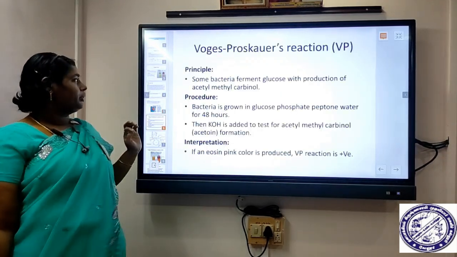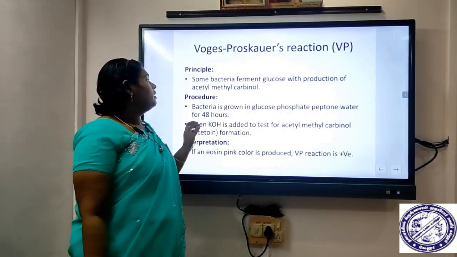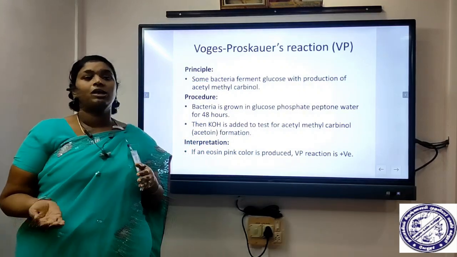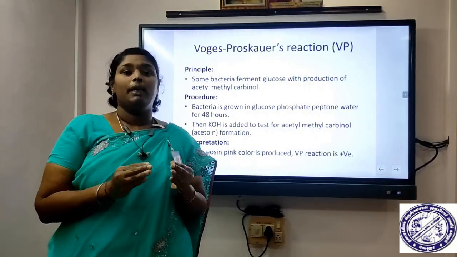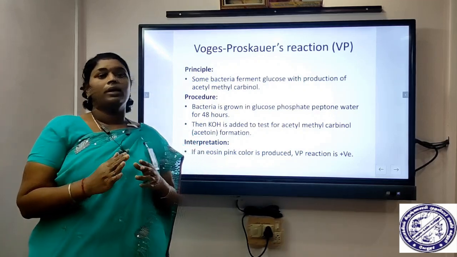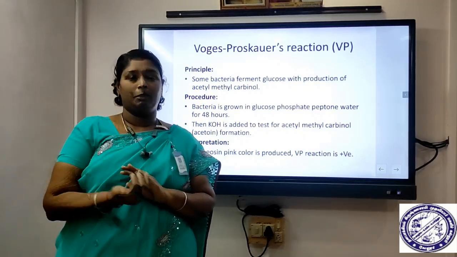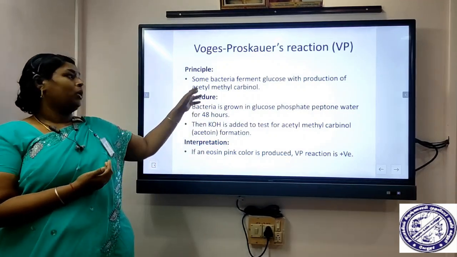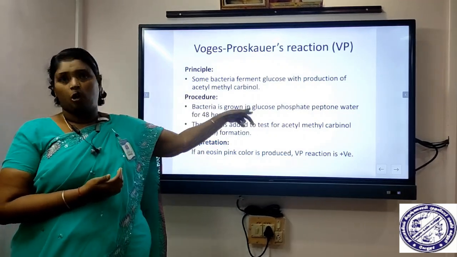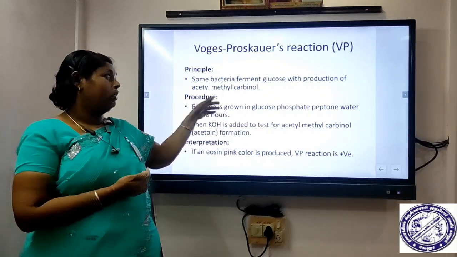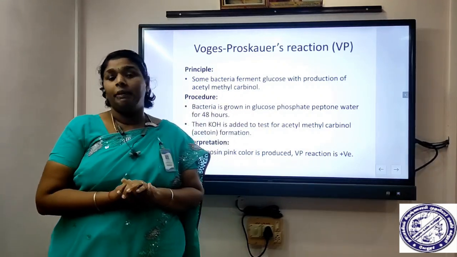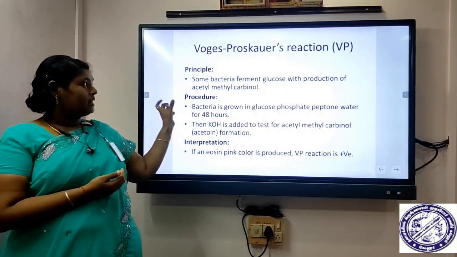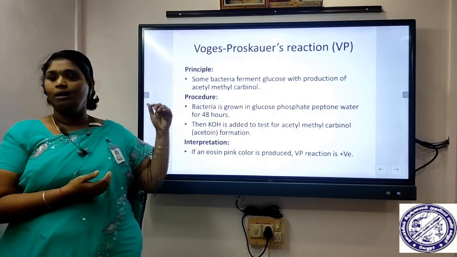So the next test we are going to see is the Voges-Proskauer test. This is the test, same mechanism. In the case of methyl red and then Voges-Proskauer, the same medium has been used, but certain organisms will be undergoing the alternative pathway for their metabolic activity. In that alternative metabolic pathway, they will be producing a compound called acetyl-methylcarbinol. That acetyl-methylcarbinol can be detected by using this Voges-Proskauer reaction. Okay, so this is the specific principle behind the VP reagent.